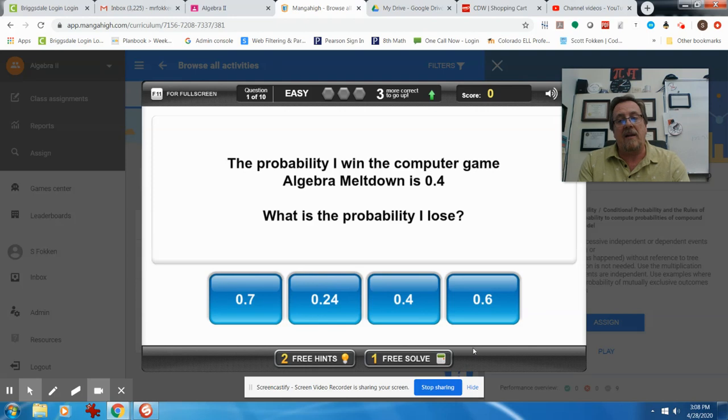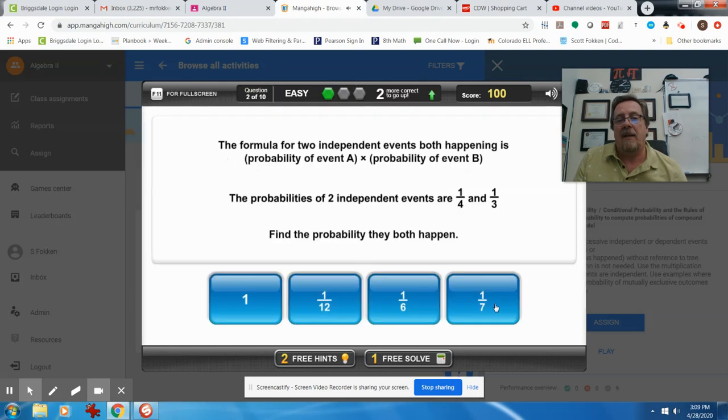Now you got to stop and think, because the probability that you win plus the probability that you lose has always got to be 1, right? If it was a 50% chance that I'd win, it's a 50% chance that I lose. And you take those 1 out of 2s, and you put them together and you get a whole. So if it's 0.4 that you're going to win, it's got to be 0.6 that you're going to lose, because if you added those, you got to get to 1.